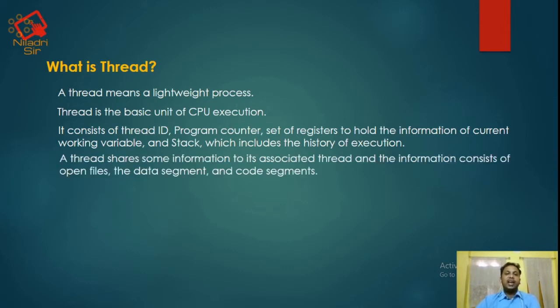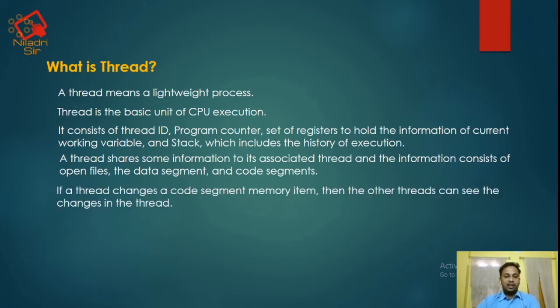Next, a thread shares the same information with its associated threads, and the information consists of open files, data segments, and code segments. So all the threads share the same information, like open files, data segments, code segments, etc. If a thread changes a code segment memory item, then the other threads can see the changes. Suppose there are 4 threads working in a process. Suppose there is a change in a single thread. Then you can see the changes in the other 3 threads also.